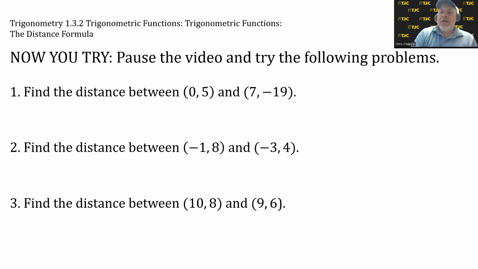Now you try. Pause the video and try the following problems. They're all distance formula questions, so pause it and give it a try. All right, this is your spoiler alert. If you haven't paused the video and tried it, now's your last chance. Solutions in 3, 2, 1.